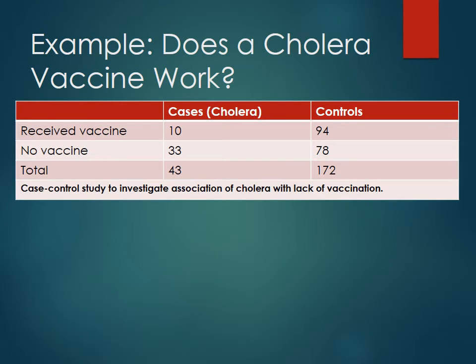Okay, so again, you're looking at one of these tables where you can see whether or not patients received the vaccine or got no vaccine, and then the cases of cholera actually occurring. And notice here that your total number of patients in the cholera group is 43 versus 172 in the control group. So is that a problem in this case?